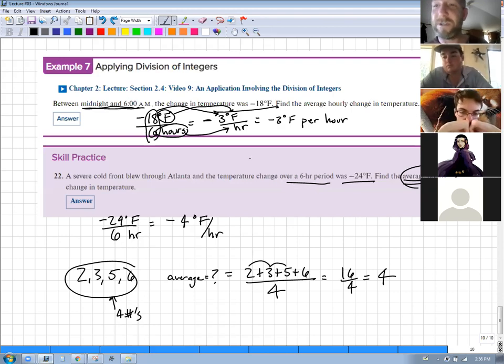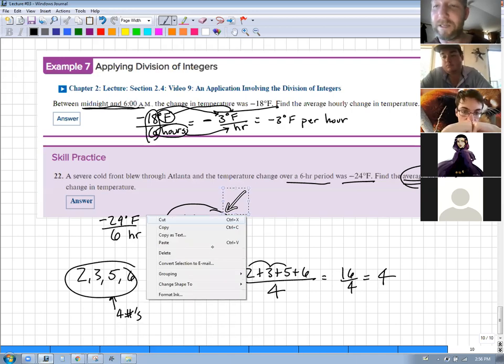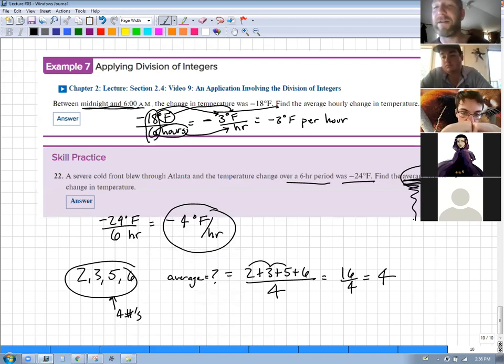In the video, she said, assume that every hour it changes the same. So what this is saying is, it's not saying necessarily that it changed exactly 4 degrees every hour. What this is saying is the average change is -4 degrees. Maybe 1 hour it changed by 1 degree, and then the next hour it changed by 7. You know, the average is still 4. That's why we have to say it's the average hourly change, because we don't know exactly what each hour was. Each hour could have been totally different, but on average, it's 4 degrees.